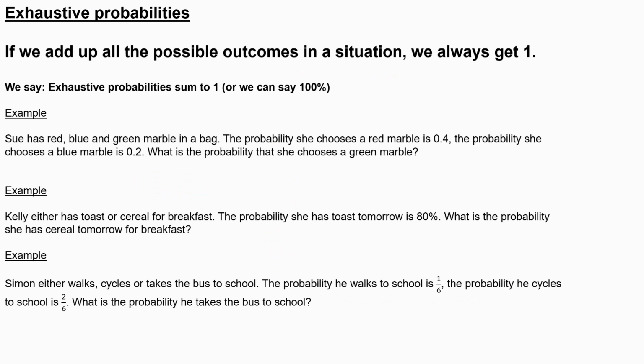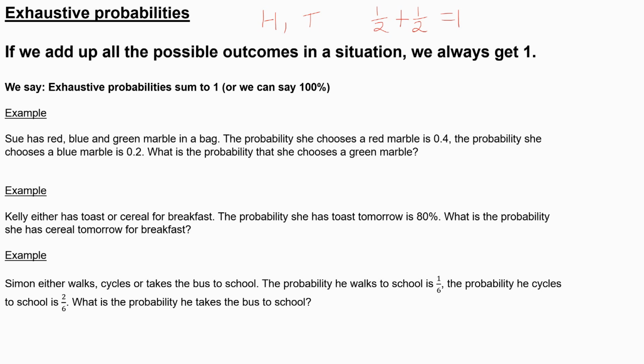Exhaustive probabilities are probabilities that make up a situation in its entirety. We say that exhaustive probabilities add up to 1. So these are probabilities that make up all of the possibilities in a situation. So if we imagine flipping a coin, you can either get heads or tails. The probability we get heads is a half, and the probability we get tails is a half. And as you notice, if you add up a half and a half, you get 1, or 100%. So we can say that heads and tails are exhaustive probabilities when you flip a coin.